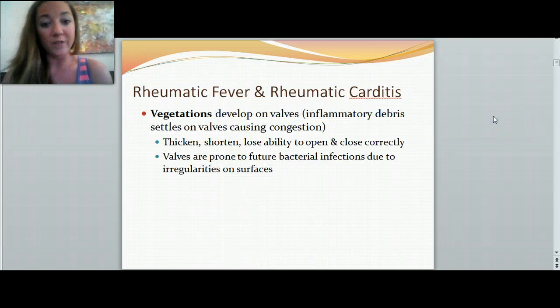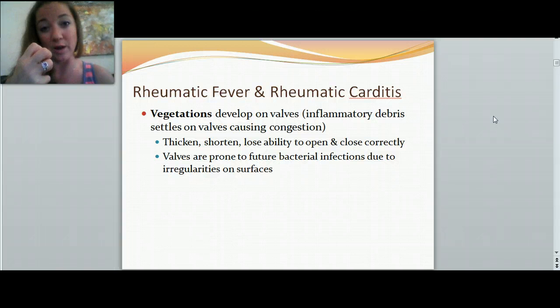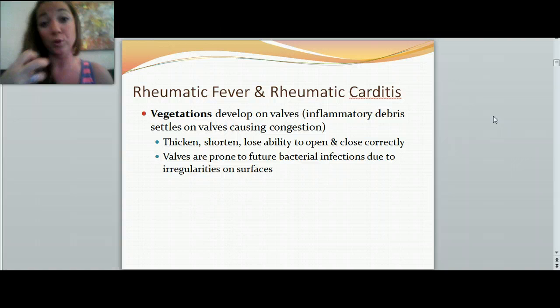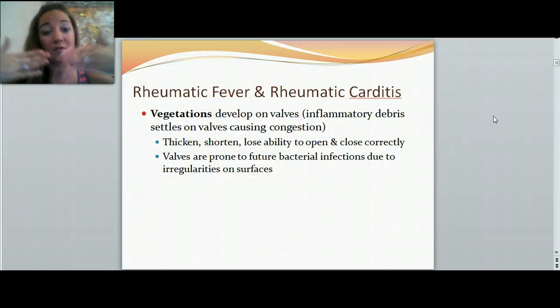So vegetations can develop then on your valves. Vegetations, it really is what it sounds like. So basically stuff grows on your valves, okay? So as it's growing, your valves start shortening and thickening and pulling away. The different cusps are supposed to meet together, okay? So a healthy valve looks like this, right? A healthy valve is flat, smooth, meets together in the middle. It opens and closes to release the blood flow through.